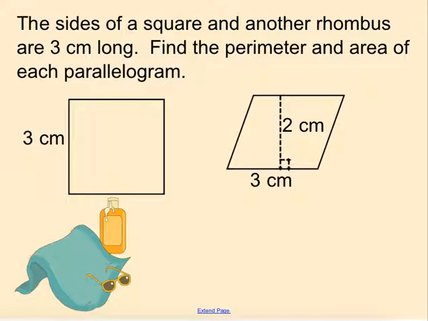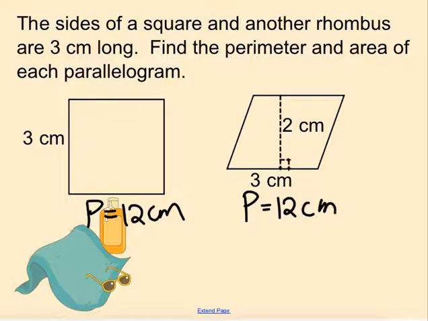Now, let's compare a parallelogram that looks in 2 different ways. Now, these all have the same side length. That's 3 by 3 all the way around. And same here with this rhombus, 3 by 3 all the way around, which means that my perimeter for both is 12 centimeters.